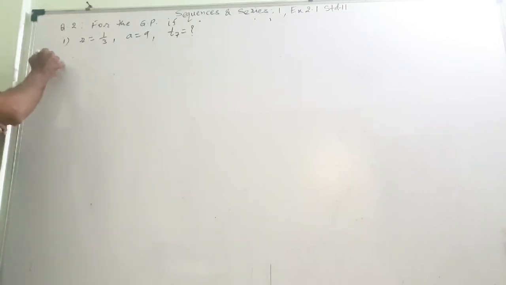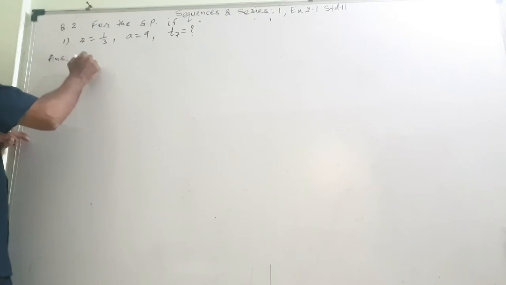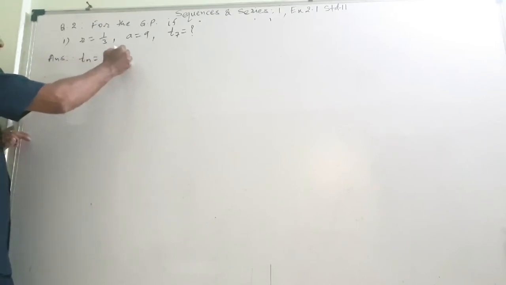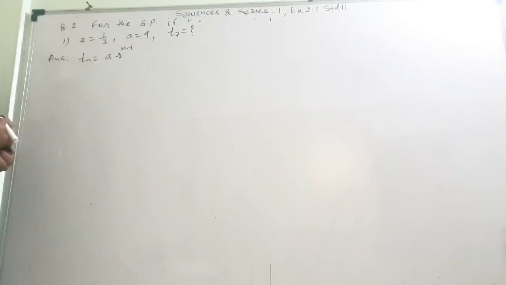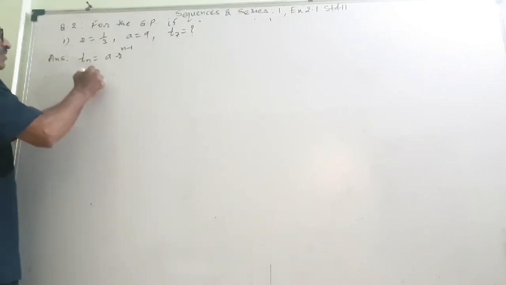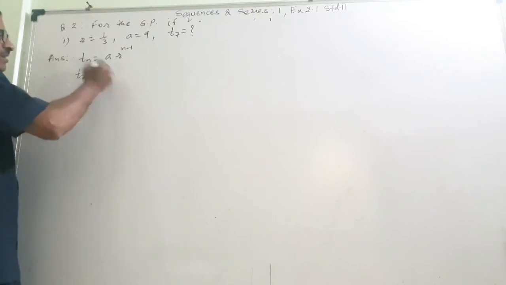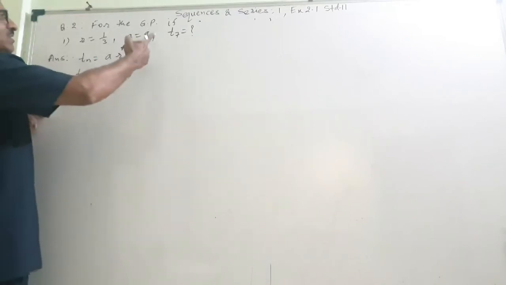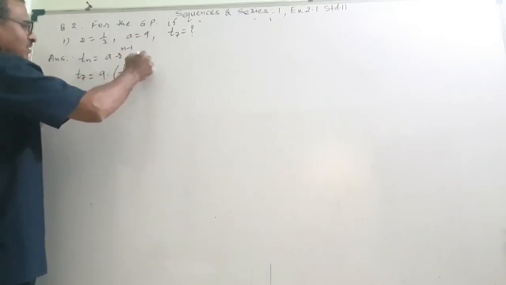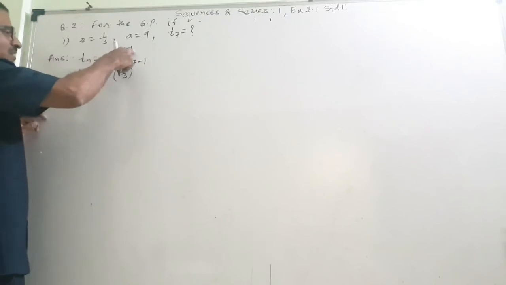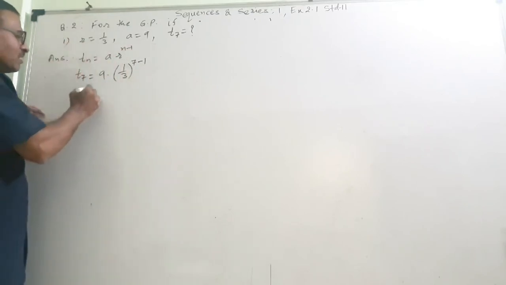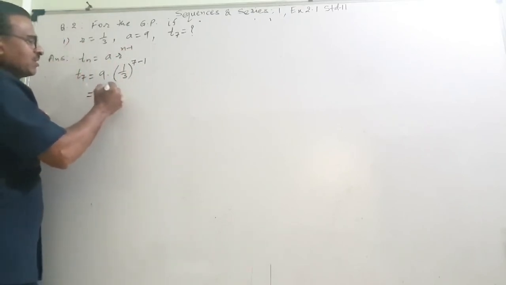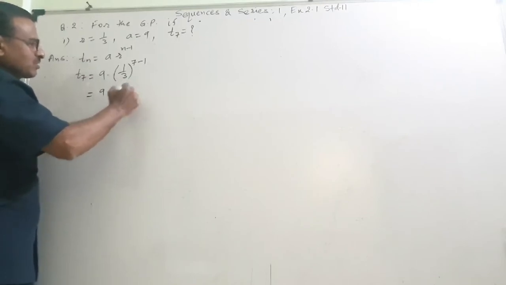Answer or solution: Tn is equal to A into R raised to N minus 1. This is the formula. Now I have to find T7. T7 is equal to A, which is 9, into R, which is 1 upon 3, raised to 7 minus 1. This is N minus 1, so here it is 7. So 7 minus 1. That is equal to 9 into 1 upon 3 raised to 6.